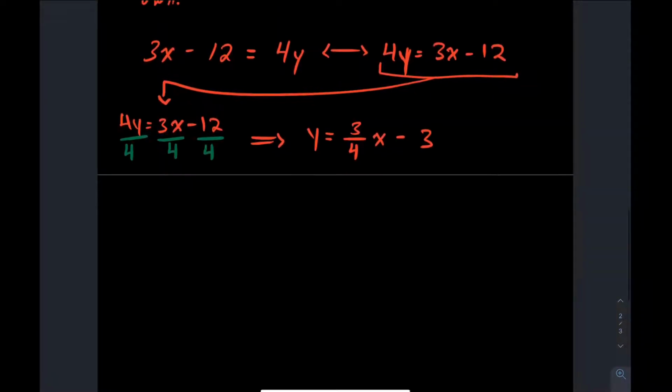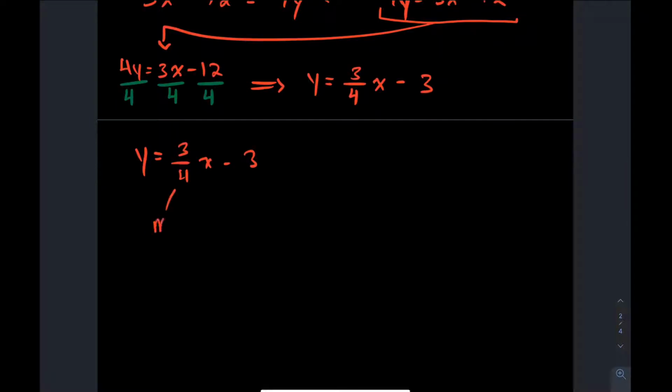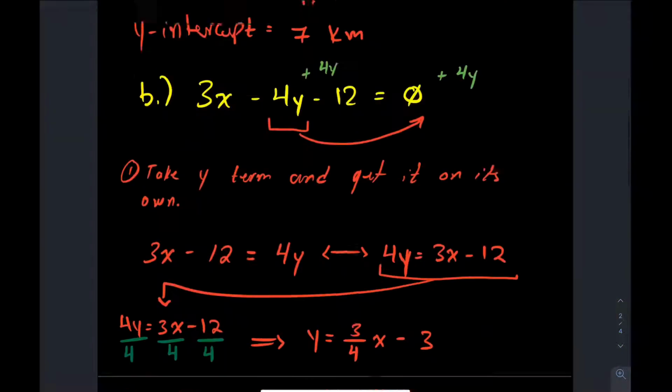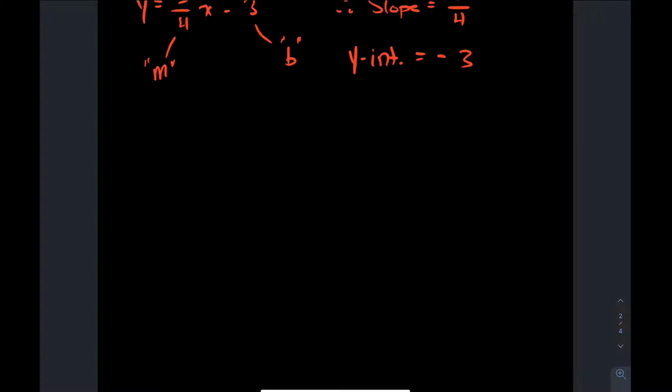So now we're in our form. We're happy. So we have y equals 3 over 4 x minus 3. This is our m. This is our b. So therefore, the slope, and I'm not going to give this one any context, just for something different, is positive 3 over 4. And the y-intercept is negative 3. Never forget that negative. If there's a negative there, it has to come along. Negative 3. Okay, so there's actually the first 2 points done. What is this form? Converting to slope-intercept form. Bada boom, bada bing. So how do we go about checking a point on a line?